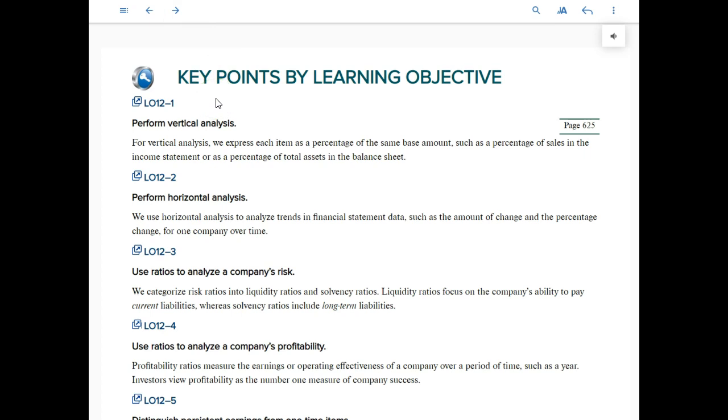We do have two new concepts in here, the vertical analysis and the horizontal analysis.